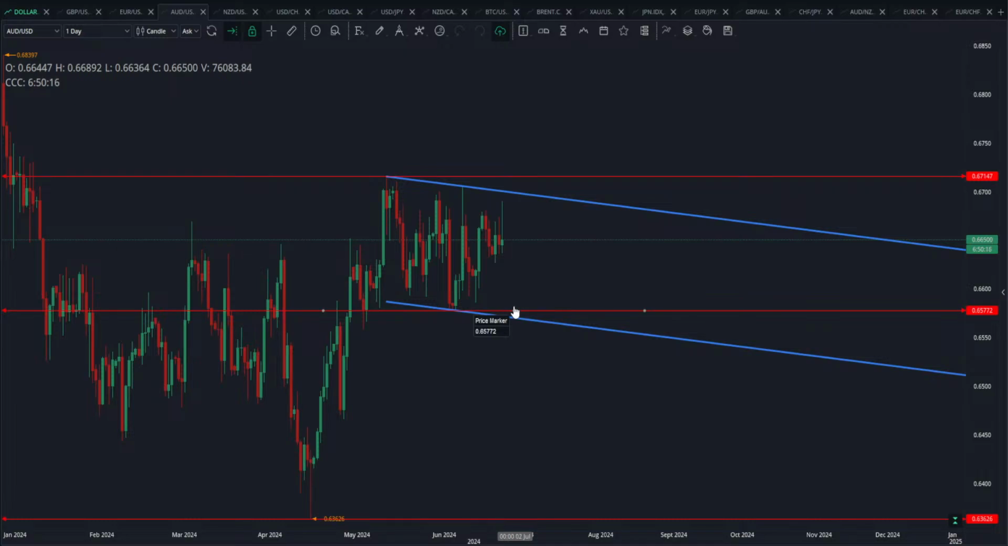Also, if you keep an eye on the US dollar index, you will witness that the price has broken to the higher side. Now, if the US dollar goes higher, there is a possibility that the Australian dollar will start going lower. But to what extent? 0.6577 is what is expected on the downside.